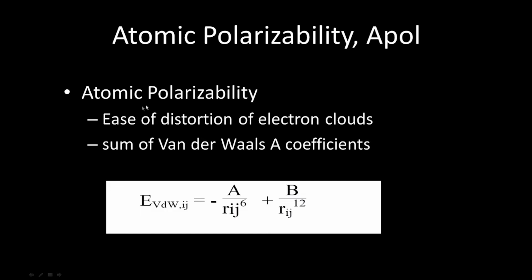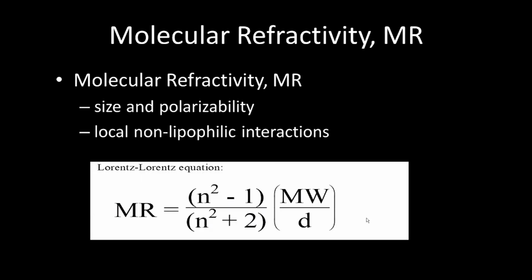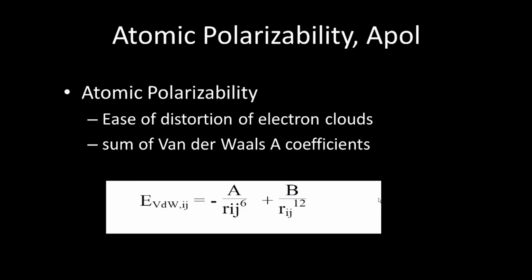Polarizability. It's called atomic polarizability, ease of distortion of electron clouds. Okay, sum of van der Waals equation. So if you remember the van der Waals equation, A by R raised to the power 6, B by R raised to the power 12. I hope you remember that. Molecular refractivity, of course, defined before also. Molecular refractivity talks about the size and also the polarizability. So molecular weight divided by the density. Okay, that's called the molecular refractivity. This is another important descriptor.